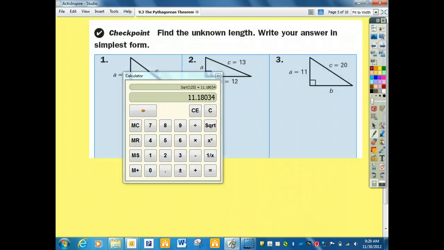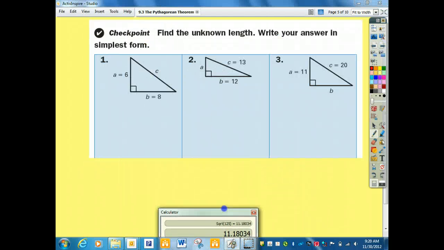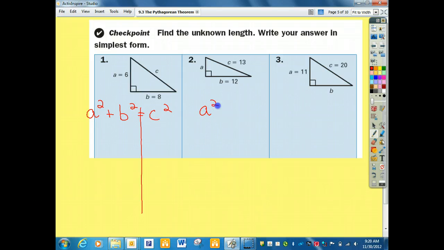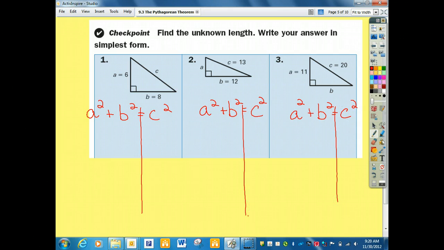Next example. Start out writing a squared plus b squared equals c squared underneath each one. Who wants to do number one? Come on up. You can bring your packets with you.